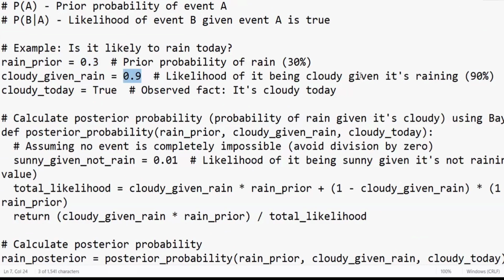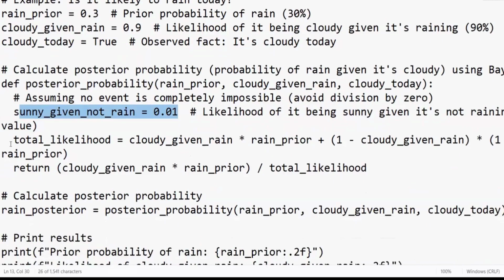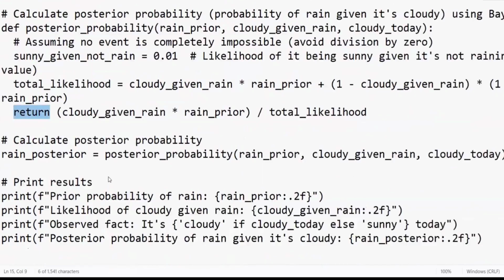So it's a likelihood of it being cloudy. If it's cloudy, it can rain. So probability of rain usually, if it is not cloudy, let's say we have given 0.3, it's based on probability. Cloudy today, so it is true. So cloud given rain can be 0.9. Based on that, we have added a program. So posterior probability we have given. If it is sunny, not given rain is 0.01. Then we are calculating based on total likelihood and we are returning the value.